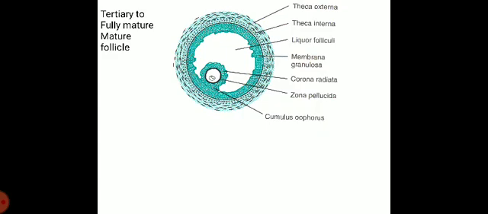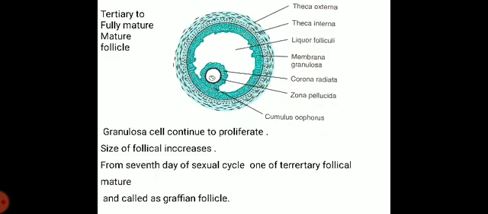Then tertiary to fully matured follicle. Again the granulosa cells continue to proliferate and the size of the follicle increases. From the 7th day of the sexual cycle, one of the tertiary follicles increases in size in response to the gonadotropins, follicle stimulating hormone and luteinizing hormone, and forms the mature follicle that is known as the Graafian or antral or vesicular follicle.